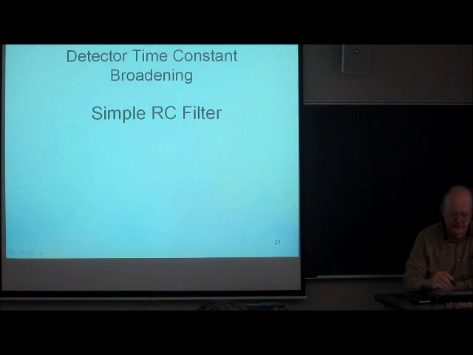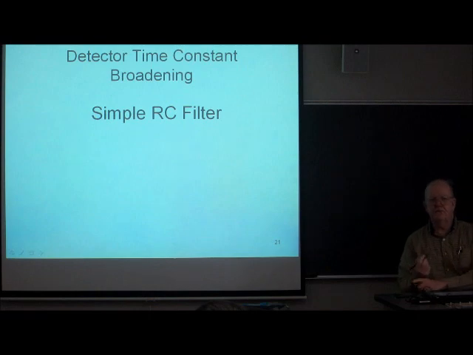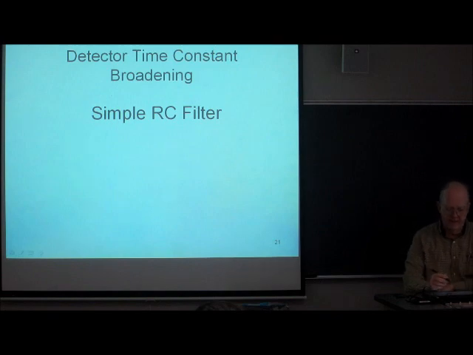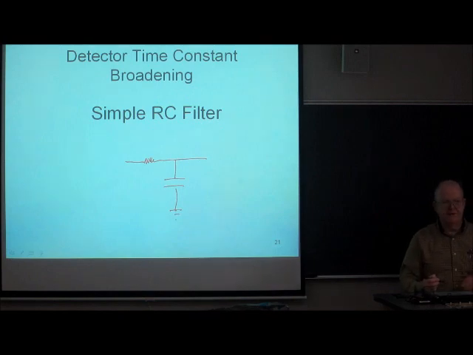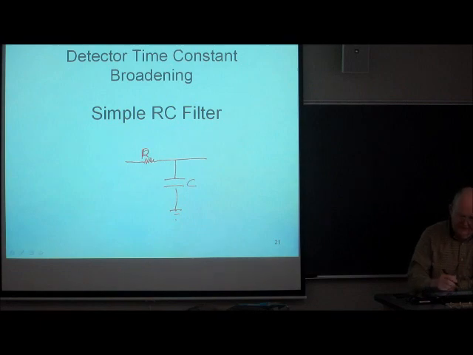There's a lot of different ways we can talk about or treat the detector time constant broadening, but I'm going to assume that the detector behaves as a very, very simple electronic filter. And the simplest filter I know of is the capacitor resistive filter, frequently called just an RC filter. Here's my input. The input is measured with respect to ground, and here's my output.